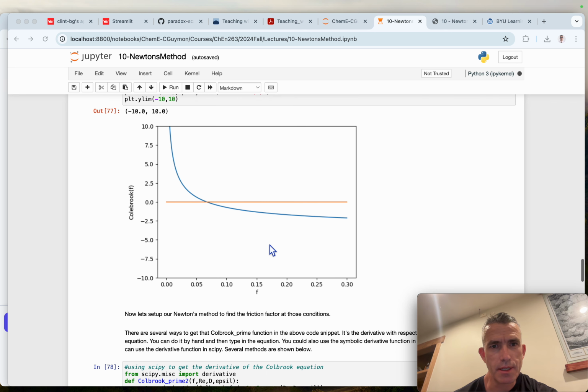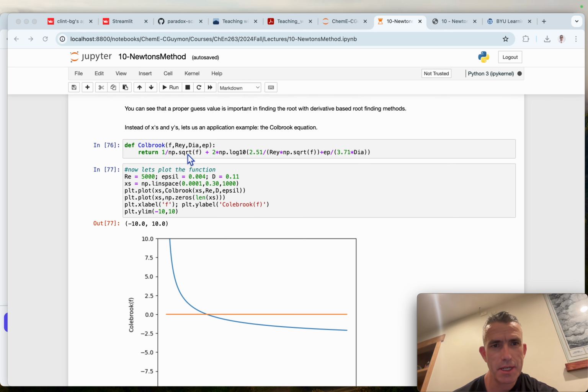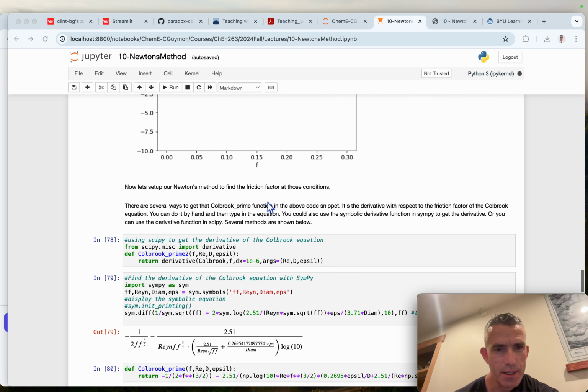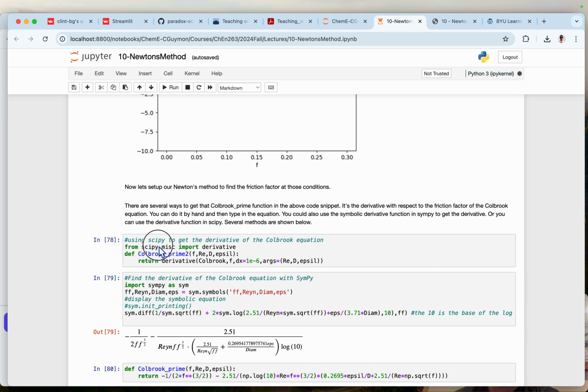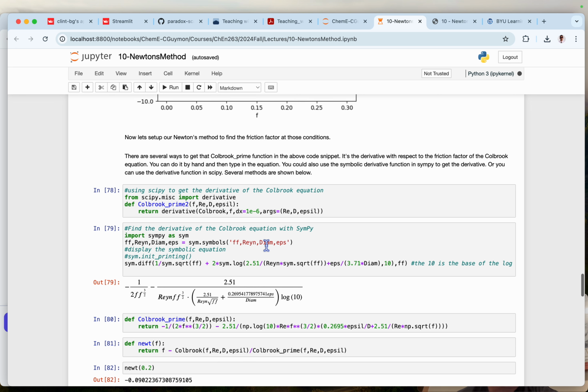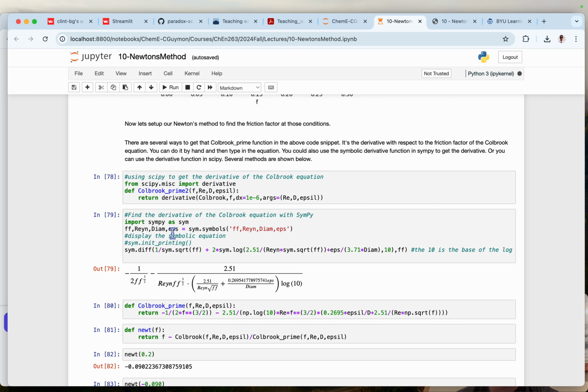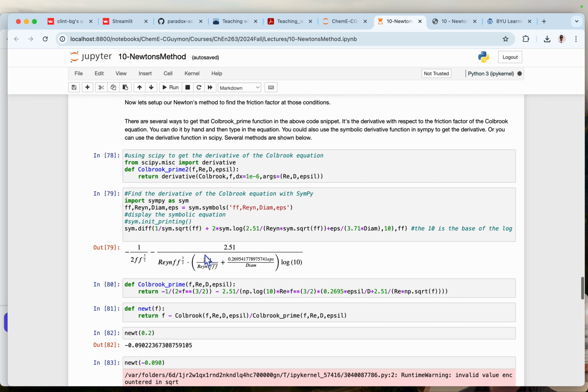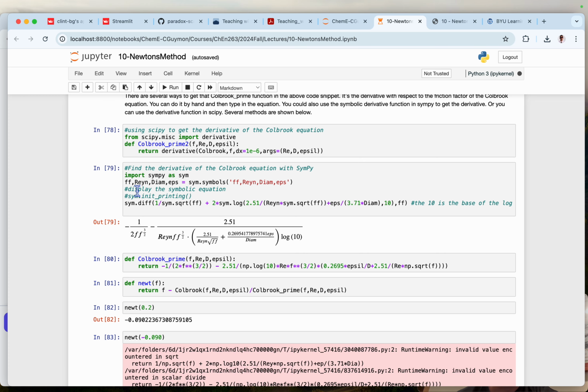And there's different ways to get the derivative of this, because we need that for the Newton's method. And right here is one way. You can use the SciPy method to get the derivative. And you just basically say return the derivative of this with given parameters and arguments. Or you can use SymPy, the symbolic differentiation, and to not get everything confused with objects and so forth.